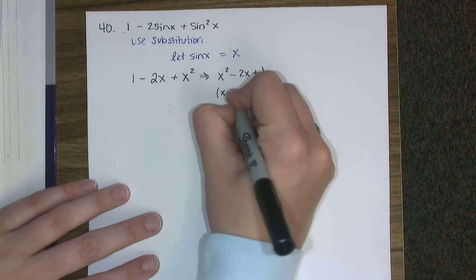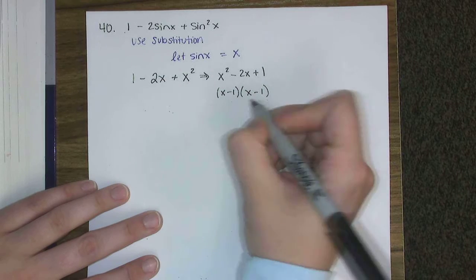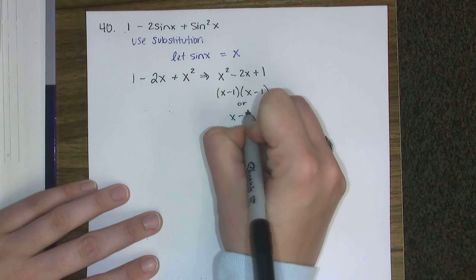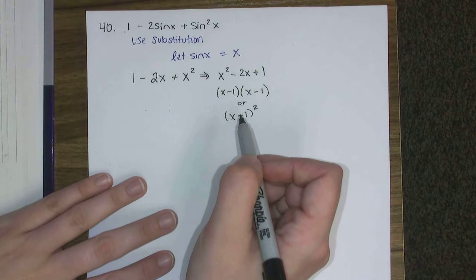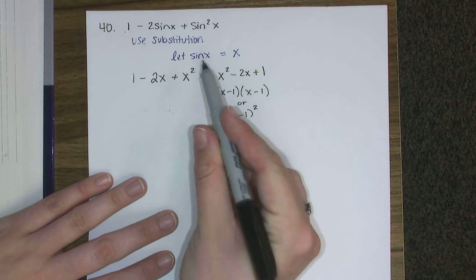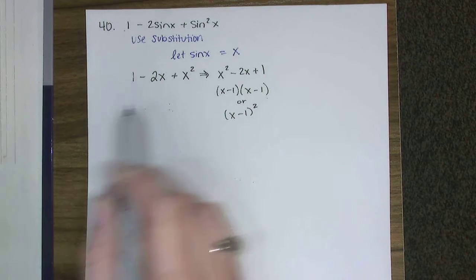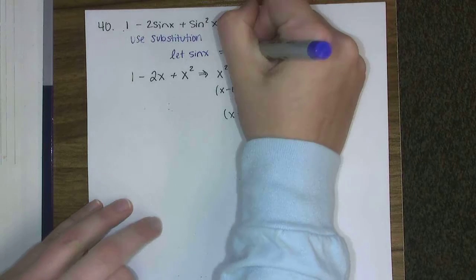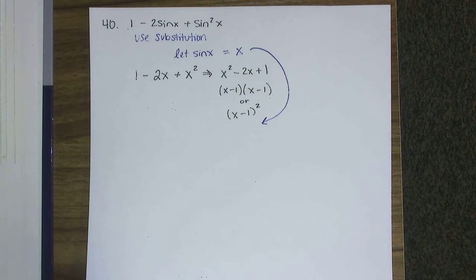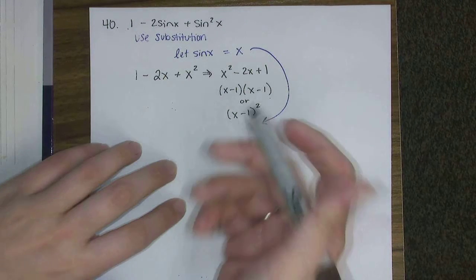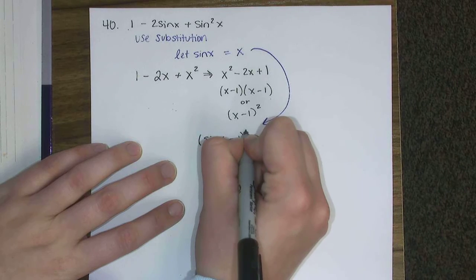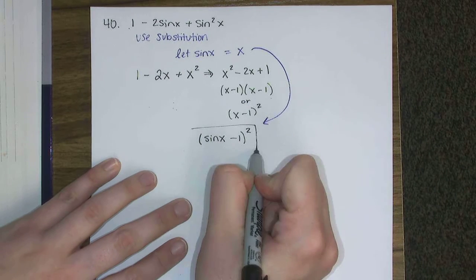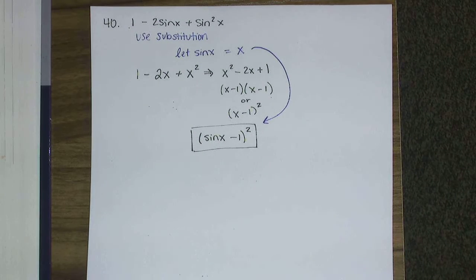But now I need to go back and replace x with sine of x from up here. So I need to substitute it back in. That's going to give me sine of x minus 1 squared, which is my final answer here. And 39 is pretty much the exact same way, it's just using cosine. So it shouldn't be anything too difficult.